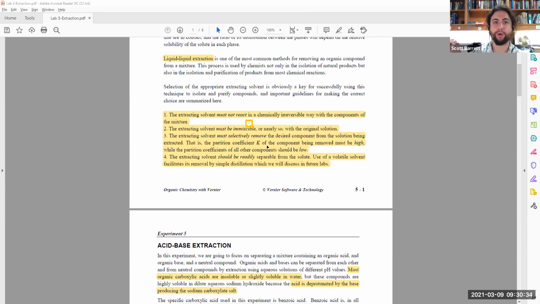They want to leave the ocean water there, but they want to pull the oil out and get that out of the sort of ocean solution, if you will, with this weird metaphor I'm going on. Anyways, going forward, the extracting solvent should be readily separable from the solute. Use of a volatile solvent facilitates its removal by simple distillation.